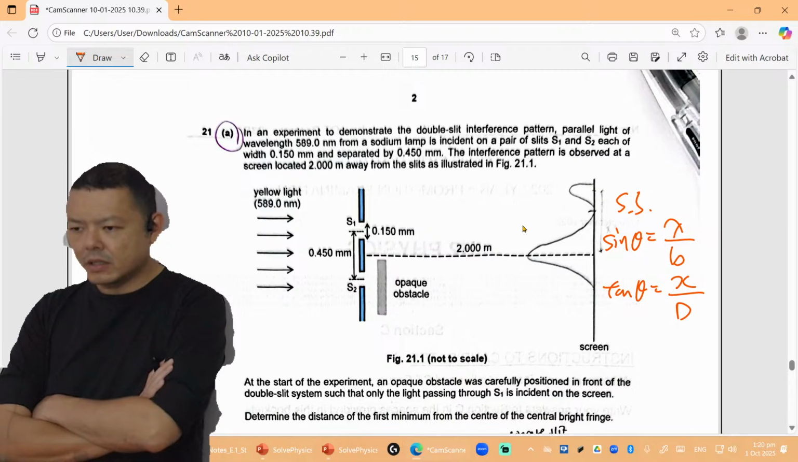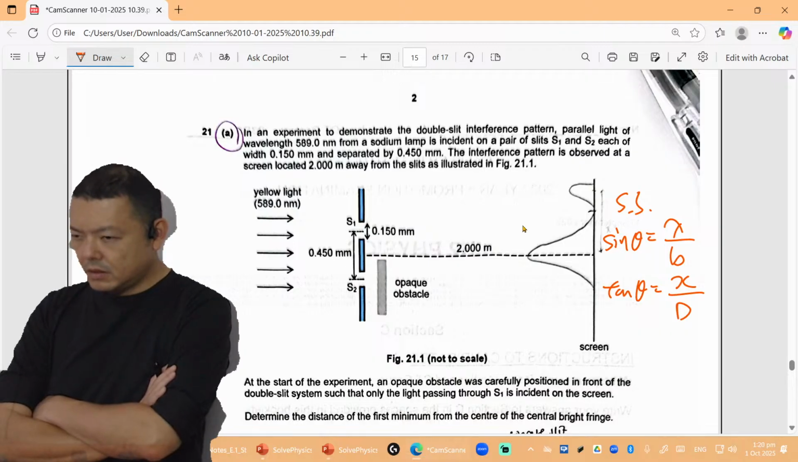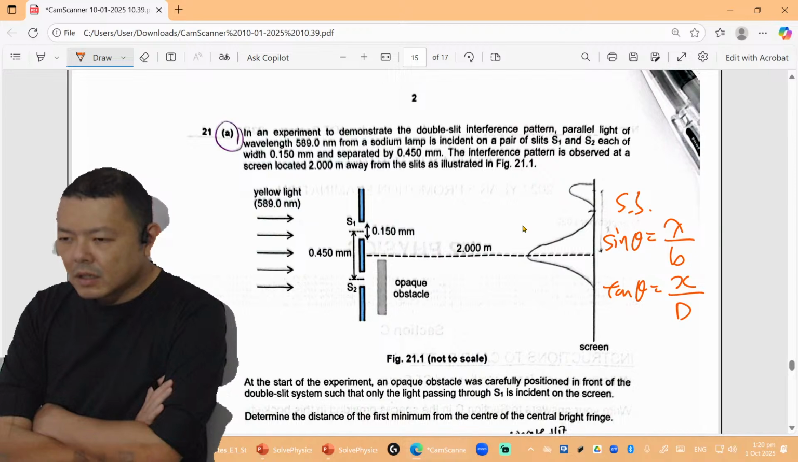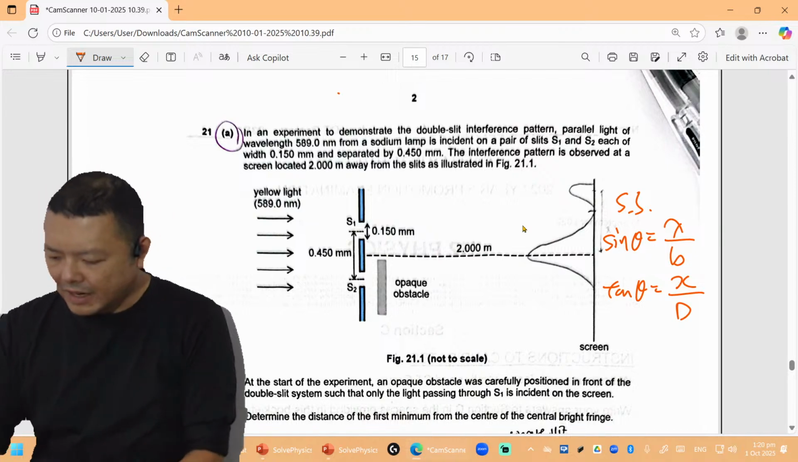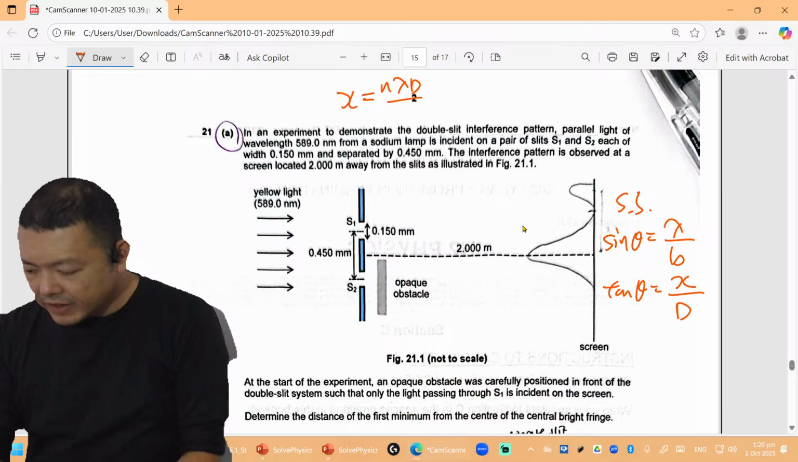Sorry, I don't understand. That's exactly what I just said. So I don't know what formula you are using. Sorry. X equals n lambda d over a.